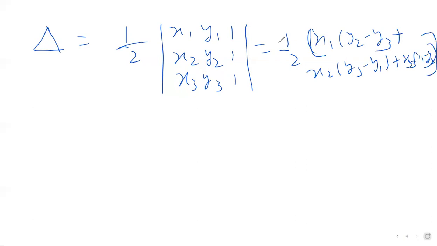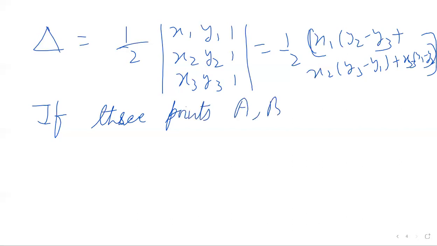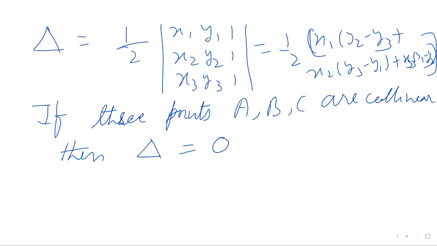If three points A, B, C are collinear, then delta, meaning the area of the triangle, equals 0. Then we say points A, B, C are collinear. Now we'll be talking about the important concept, that is gradient or slope. Gradient, not ingredient, sorry.